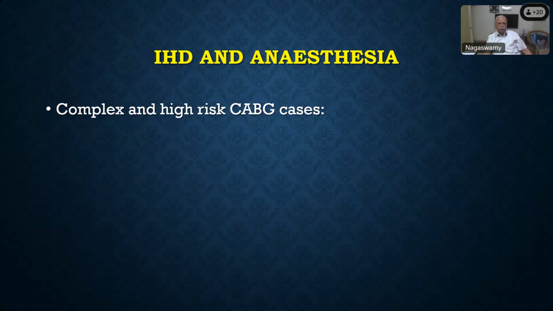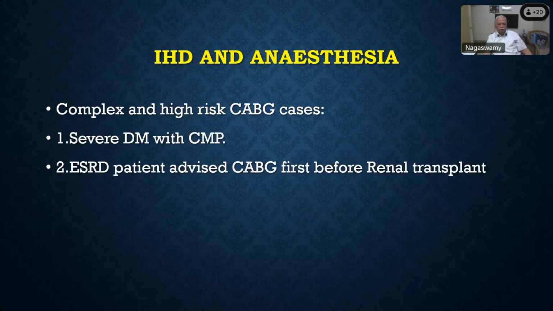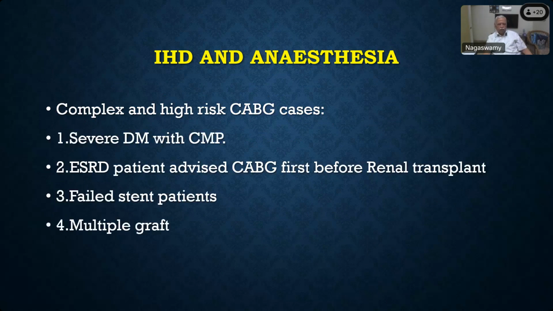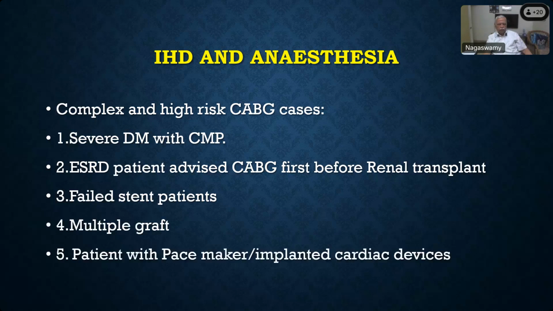And there are conditions called complex high-risk CABGs, with patients with severe diabetes and cardiomyopathy, or patients with ESRD who are advised CABG first before renal transplant. They are also high-risk cases. Failed stent patients pose a bigger problem because already a stent has been done and the result will be quite bad. The surgical challenge will be more. And multiple graft patients are also complex high-risk patients. And patients with pacemaker or implanted cardiac devices also pose a bigger challenge.